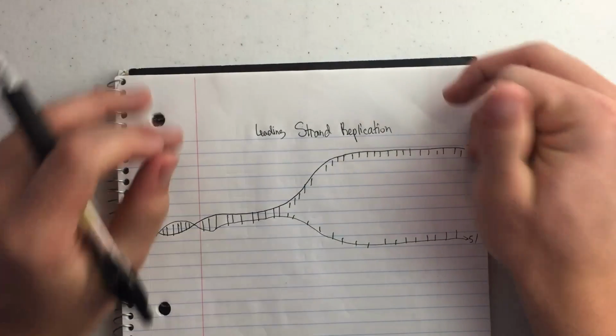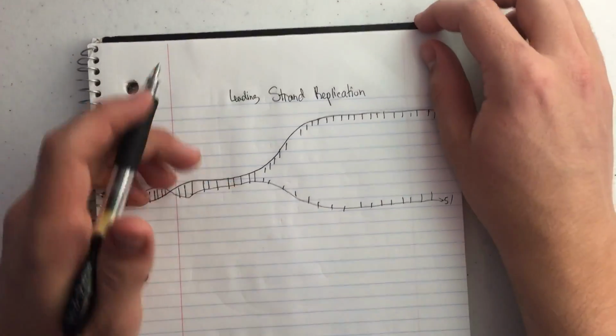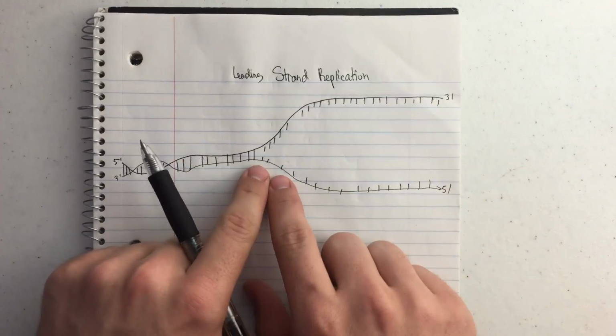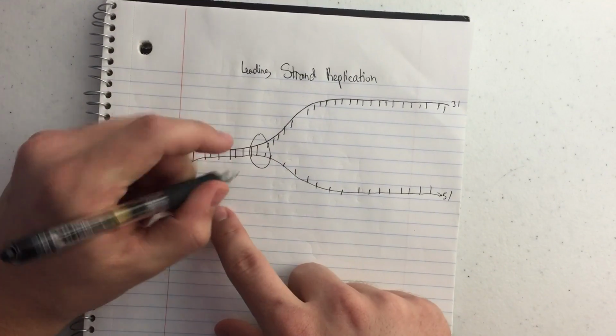Okie dokie, so today we're talking about leading strand replication. And so I'm going to talk about the proteins that are involved in that and everything. So the first protein, and right here I have my replication bubble. Right here it's the replication fork, my strand of DNA. So here it's kind of untwisted. Right here I'm going to have my DNA.